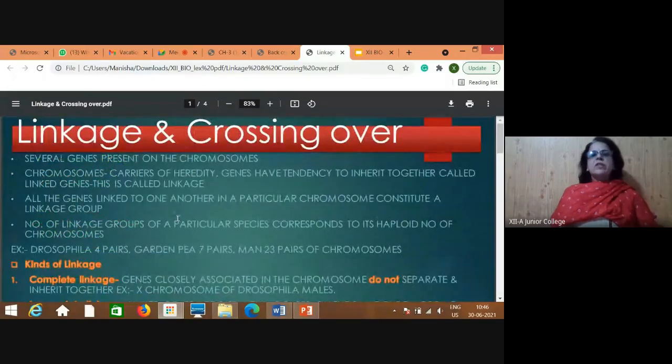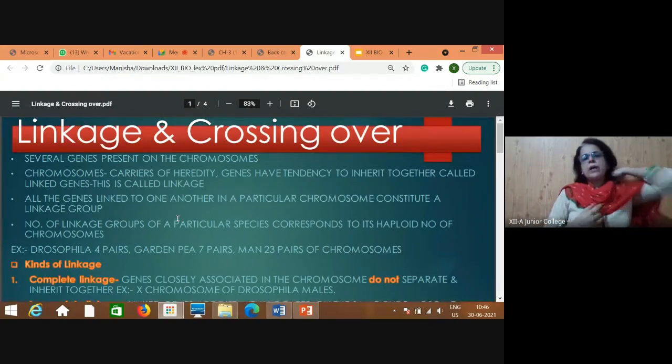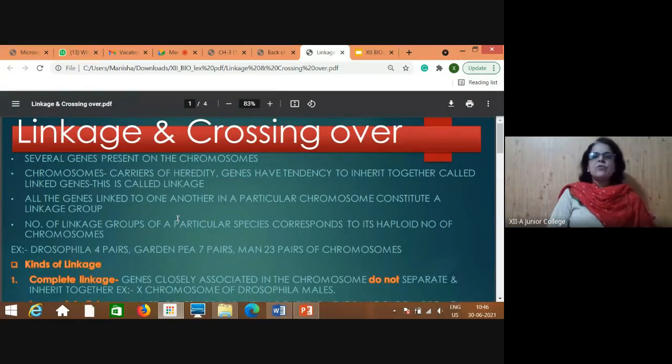Now we'll talk about the next part, linkage and crossing over. There are several genes present on the chromosomes. Chromosomes are considered to be the carriers of heredity. Genes have a tendency to inherit together, called linked genes, and this is called linkage. All the genes linked to one another in a particular chromosome constitute a linkage group, and the number of linkage groups of a particular species corresponds to its haploid number of chromosomes.